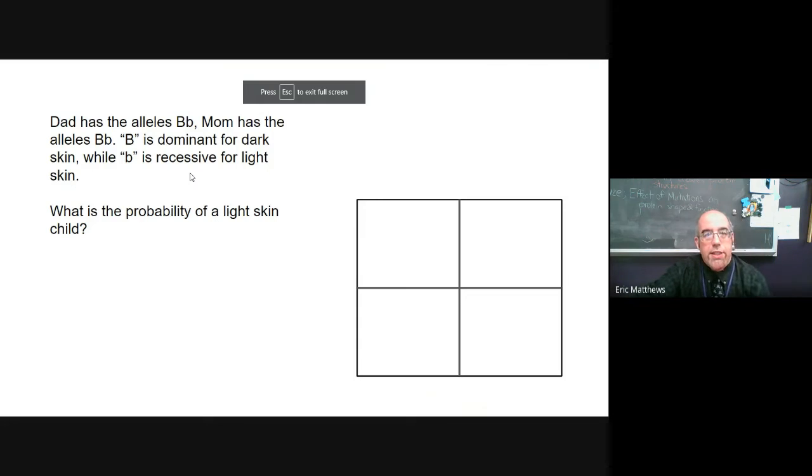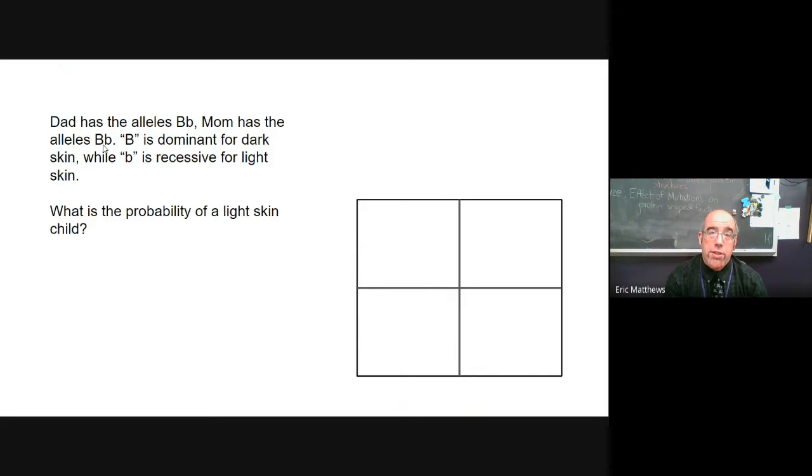So dad has the alleles big B, little b. Mom has the alleles big B, little b. All right, so we have both of their genetic codes now. Capital B is dominant for dark skin, while little b is recessive for light skin. So when we take a look at this, we know that dad has dark skin. Why? He has a dominant allele for dark skin.